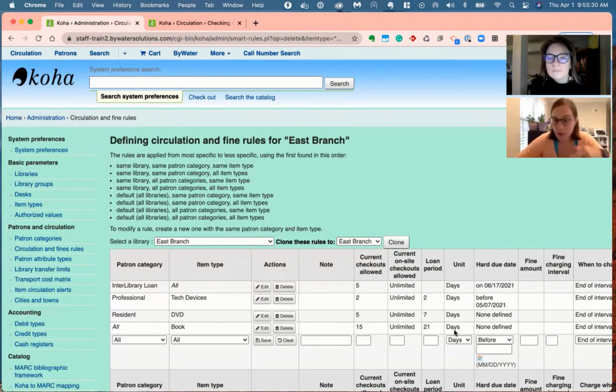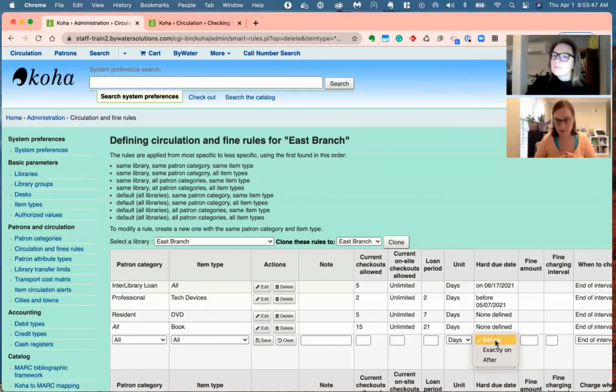Now for the hard due date, this will allow us to pick three options. This is a perfect example if you're in a school or an academic university college and you want it to end at the end of the semester or the end of the school year. The easiest is exactly on. That says everything is due exactly on that hard due date, the end of the semester, May 12th, the end of your school year, June 17th.